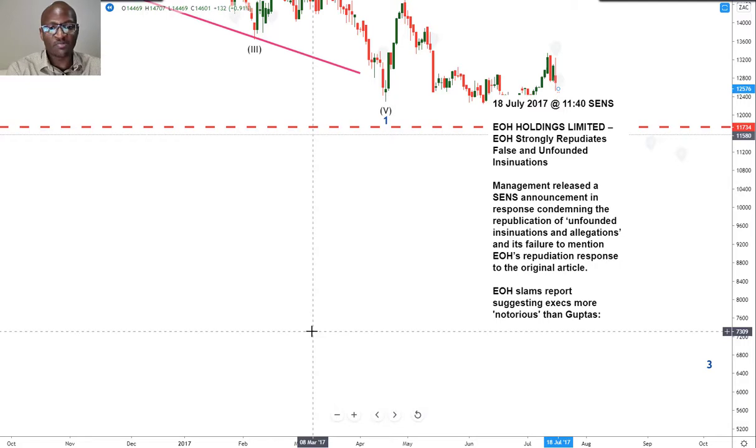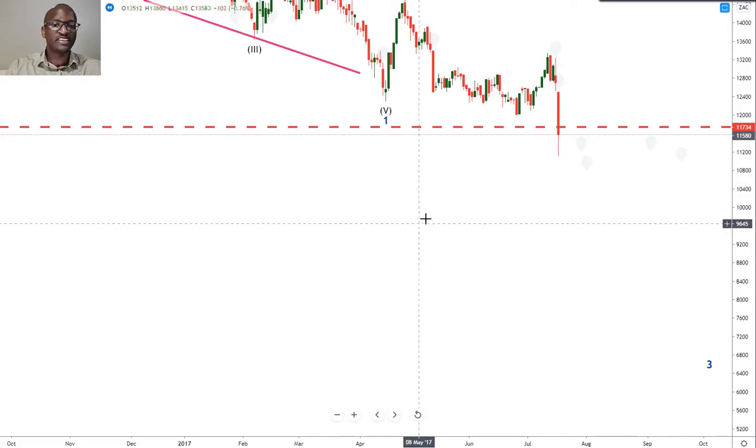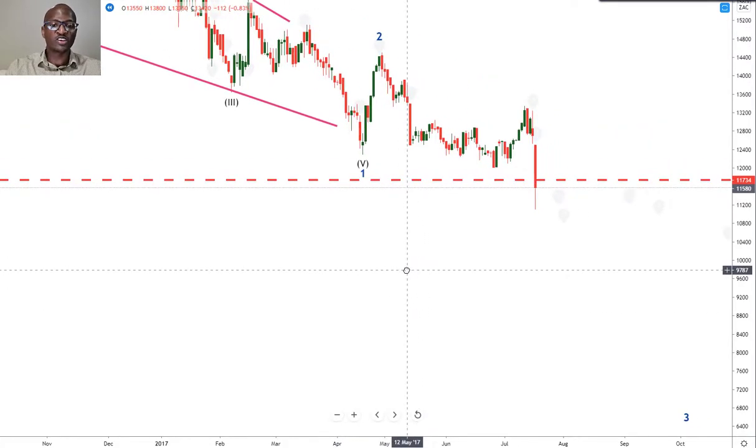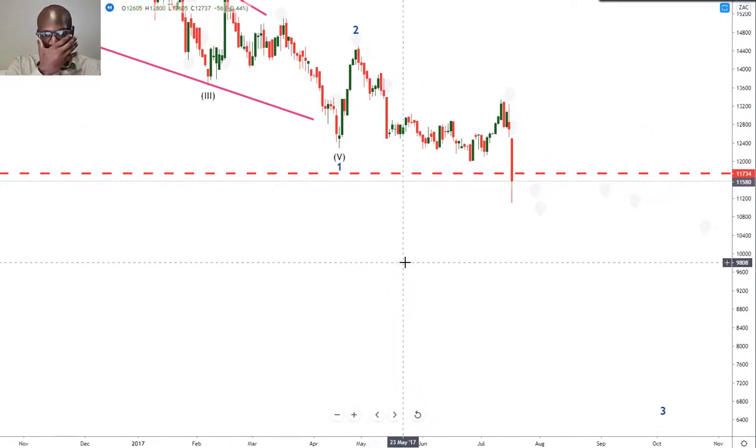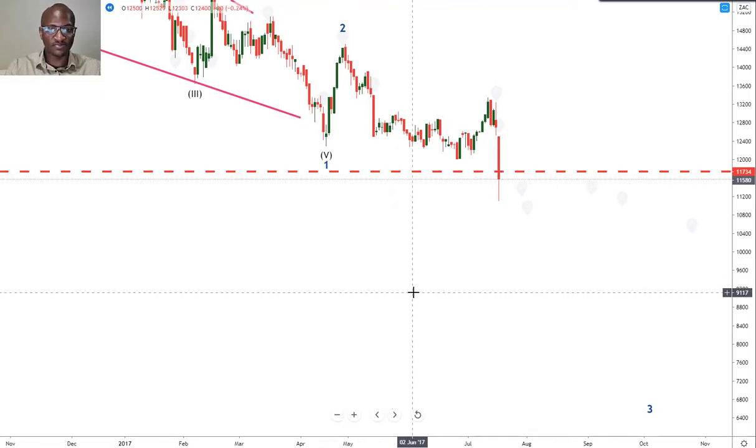And they were not happy that this article was a rehash of a previous article and failed to mention their repudiation response to the original article. And later on in that day, there was a news article again: "EOH slams report suggesting execs more notorious than Guptas." So at this stage, EOH is starting to experience some very, very bad news headlines.